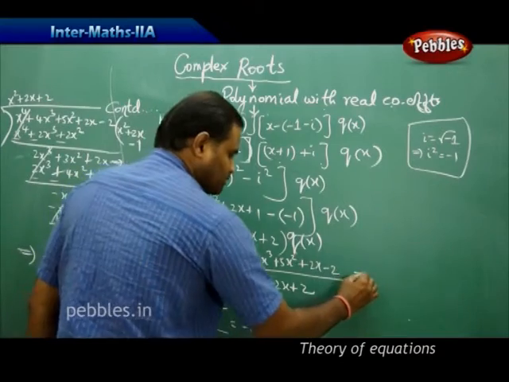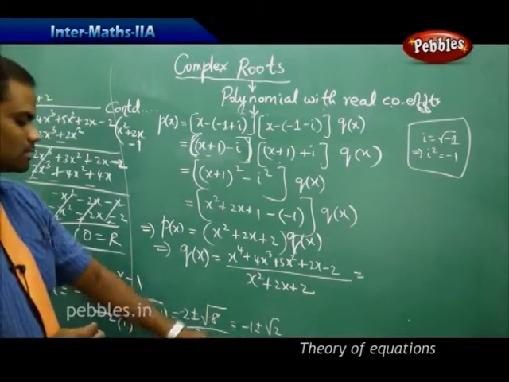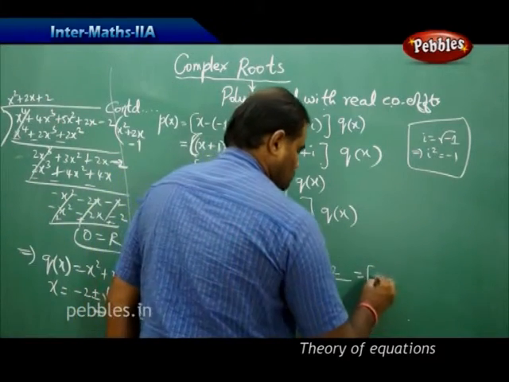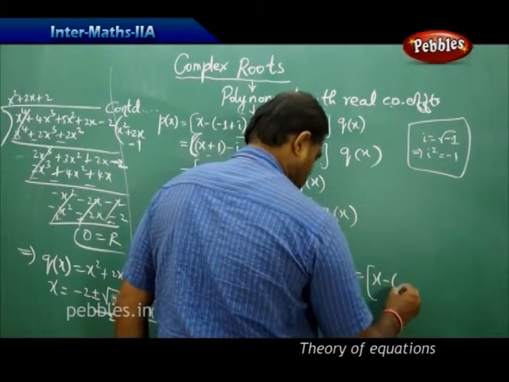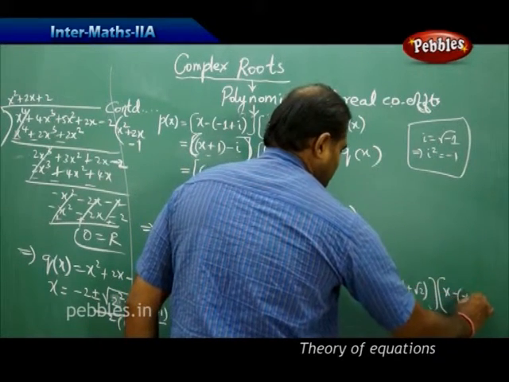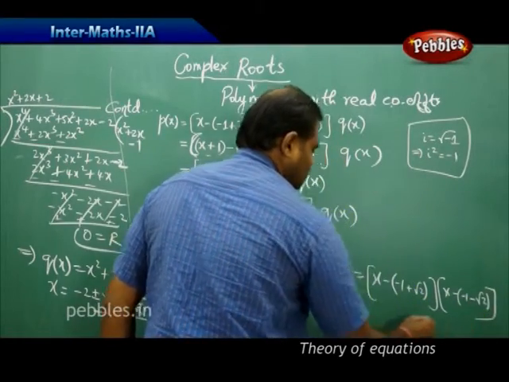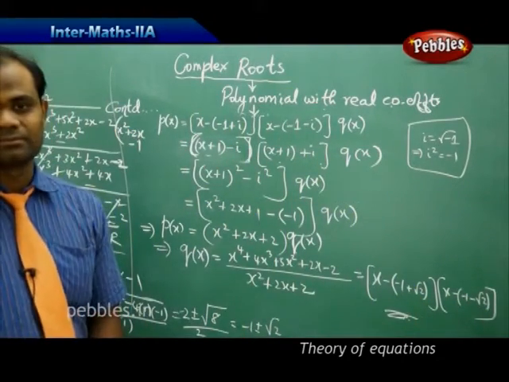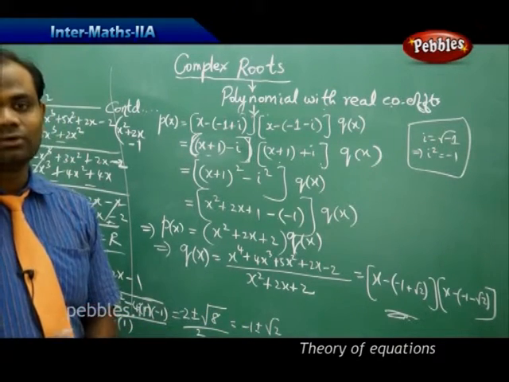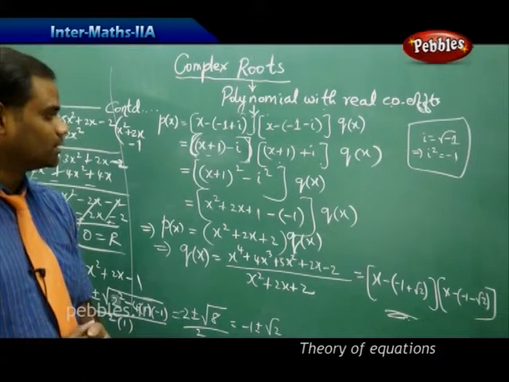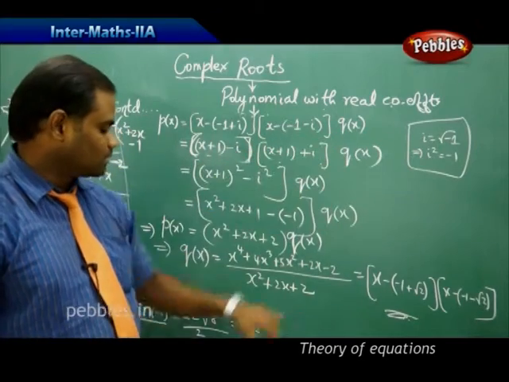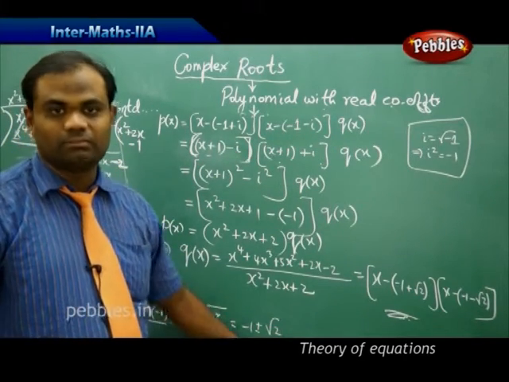Therefore, there will be 2 possible factors: one is minus 1 plus root 2 and the other is minus 1 minus root 2. So x minus (minus 1 plus root 2) and x minus (minus 1 minus root 2) is what I get for q of x. And therefore, I can find the factors of the whole polynomial. It has 4 roots: minus 1 plus i, minus 1 minus i, minus 1 plus root 2, minus 1 minus root 2.